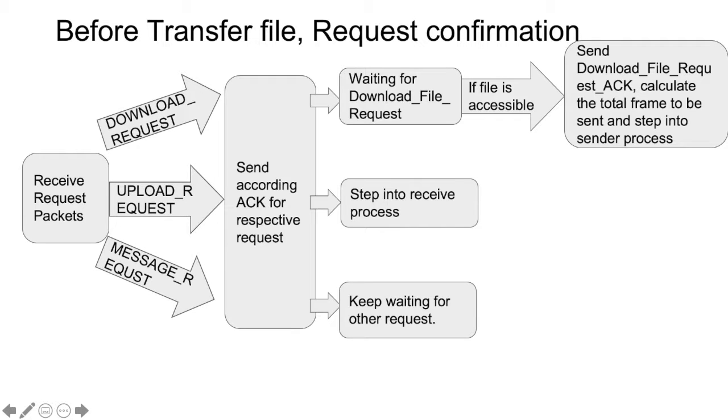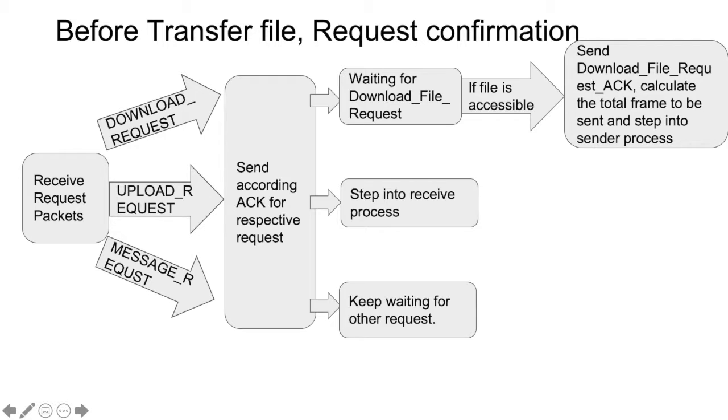So here's something we did before we transfer the file. At first, the client will send request packets to the server, and there are 3 kinds of request packets: download, upload, and message. After the server receives this request, it will send back the acknowledged packets for them respectively.